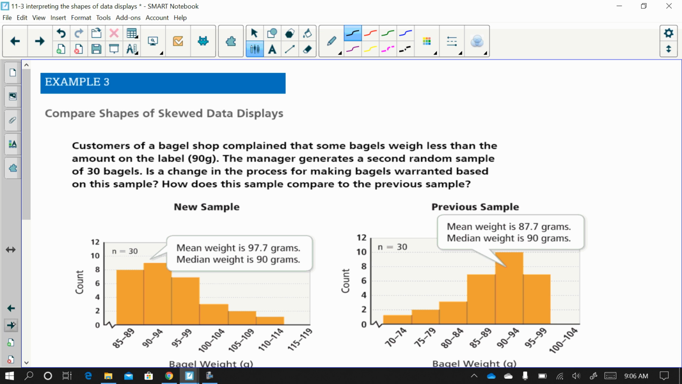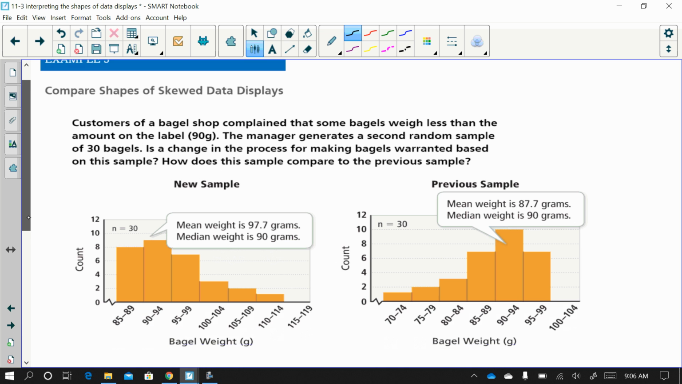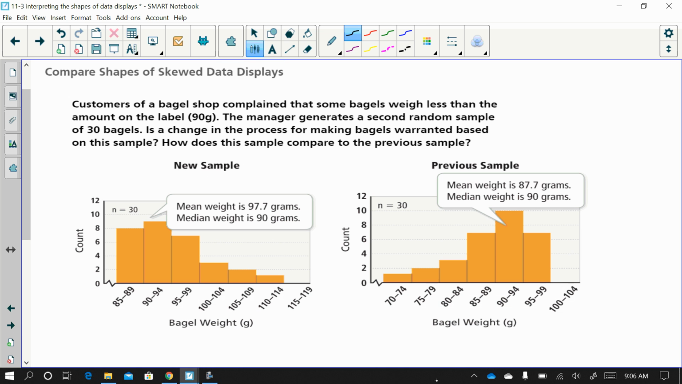Now, customers of a bagel shop. Same thing, except now we have a new sample. My new sample's here on the left. This time when I pick 30 bagels, I get a mean weight of 97.7 grams. Now I'm over what I wanted. And the median weight is 90. And over here on the right is the sample we just looked at. The mean was 87, the median was 90.